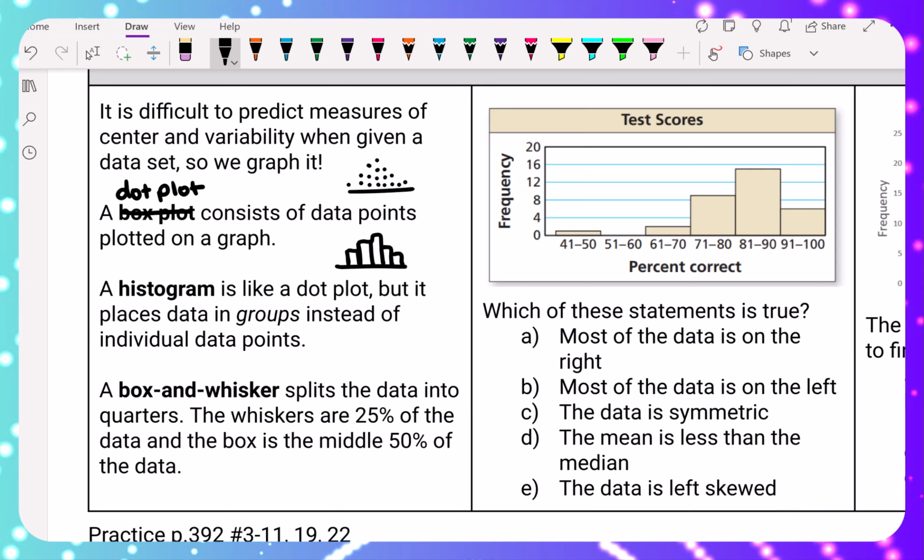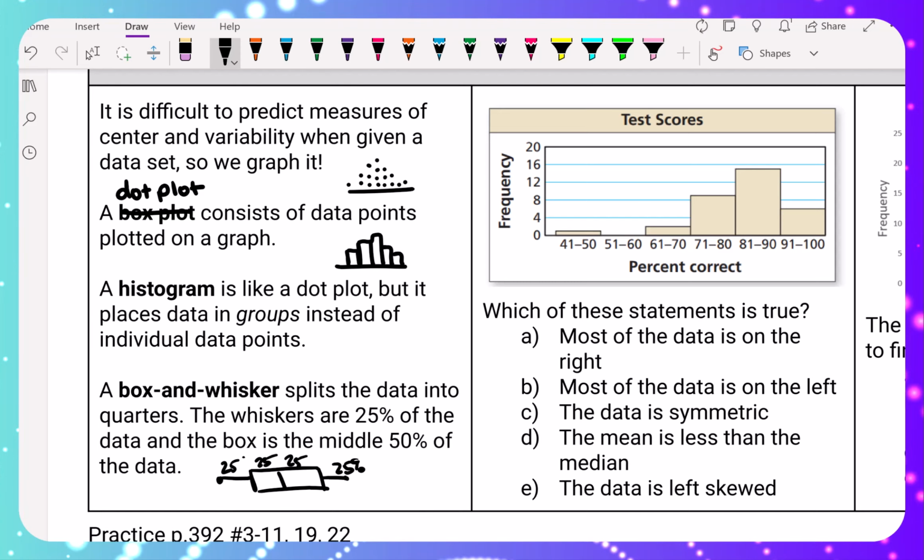And a box and whisker splits the data into quarters. So you've got your little whiskers, and you've got your data here in the middle, and they're all useful in different ways. And remember, that box is the middle 50%, and each little sector is 25% of the data.